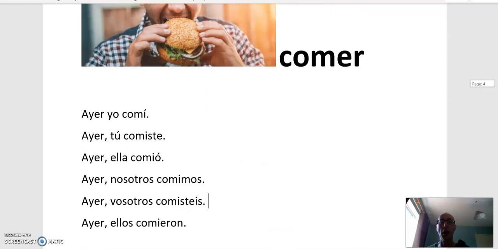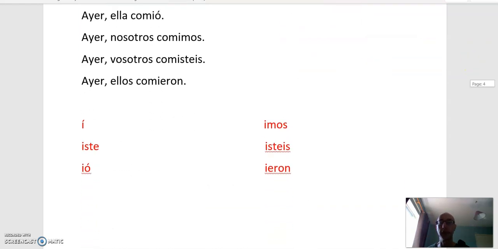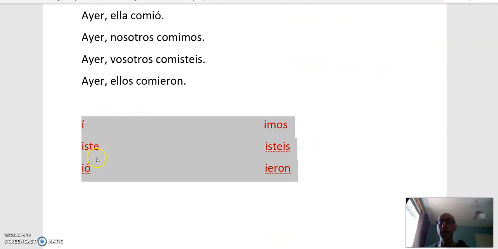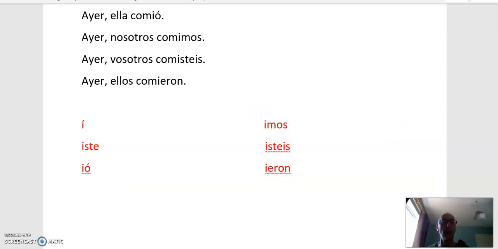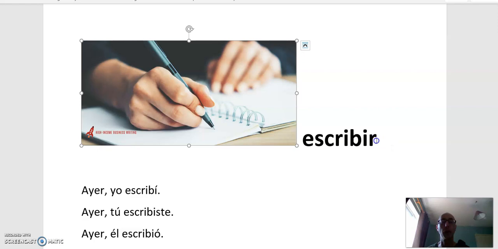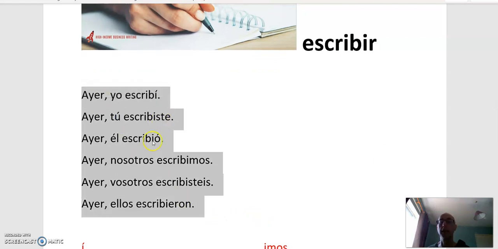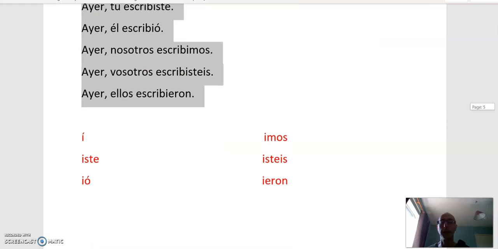So how do we form this? We take off the ER from the infinitive and add on the endings. So it's í, iste, ió, imos, isteis, ieron. And luckily, for the IR verb, so we have escribir, it's a regular IR verb. Luckily, the endings are the same as the ER verbs. Escribí, escribiste, escribió, escribimos, escribisteis, escribieron. Exactly the same endings.